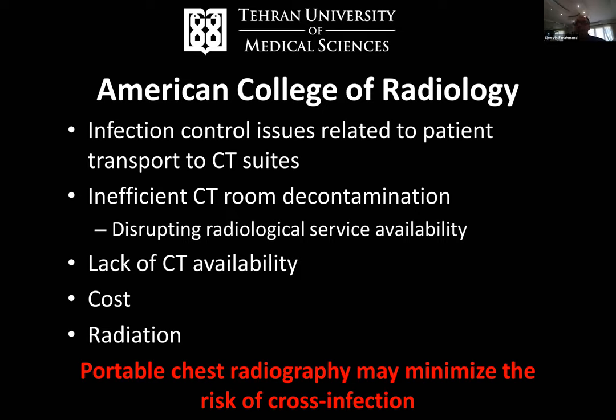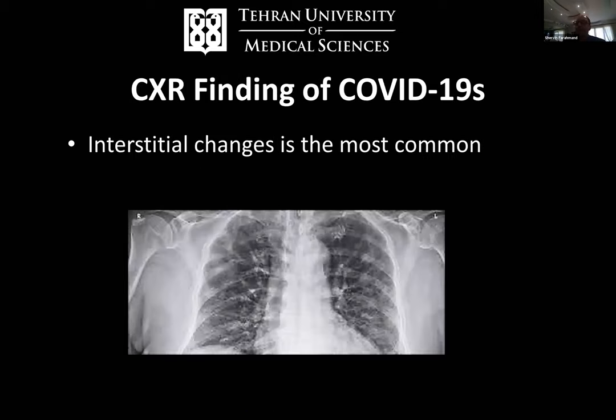When we consider all of them, according to the recommendation of the American College of Radiology, maybe we can use portable chest radiography, and this modality may minimize the risk of cross-infection. What is the first step? We have to confirm the diagnosis with other modalities. But what can we find in a chest X-ray of a patient who is suspicious for COVID?